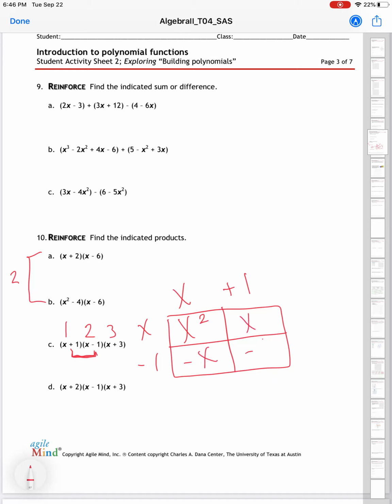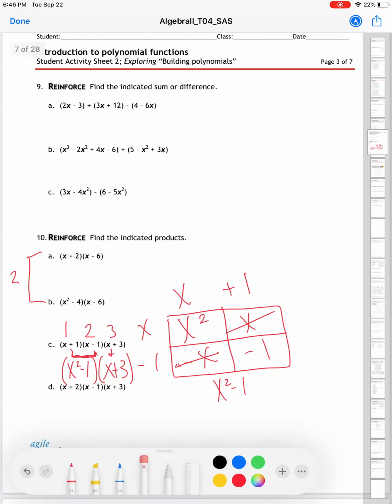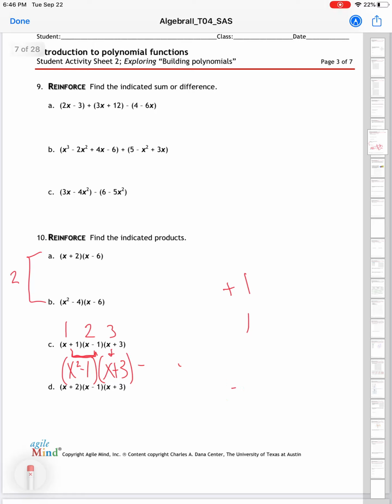I have an x squared. I have an x. I have a negative x. And I have a negative 1. Now, we are left with x squared minus 1 because these cancel out. Okay? So now, this equals x squared minus 1. So all I'm going to do is simply bring down x plus 3.